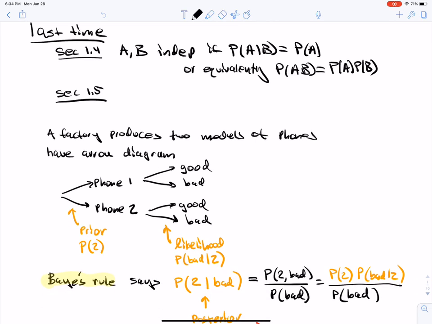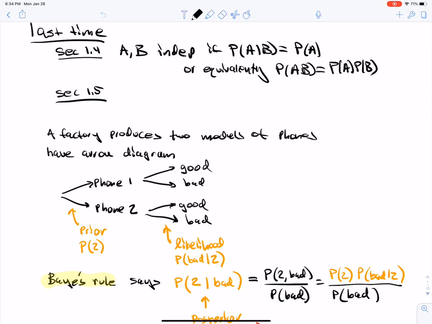We then also did Bayes' rule, and we saw how to make a tree diagram. We saw an example: a factory produces two models of phones, phone 1 and phone 2, that are good or bad. The first arrow is the prior. That's the probability, for example, that you have phone 2. This is not conditional on any data. The second arrow is called the likelihood.